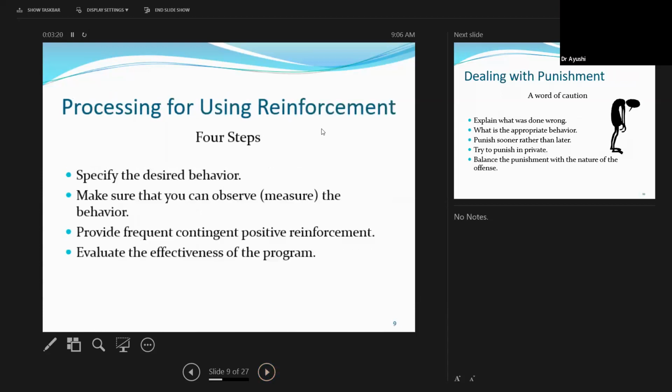Then the process of using reinforcement has 4 steps. Specify the desired behavior. Make sure that you can observe or measure the behavior. Provide frequent contingent positive reinforcement and evaluate the effectiveness of the program.